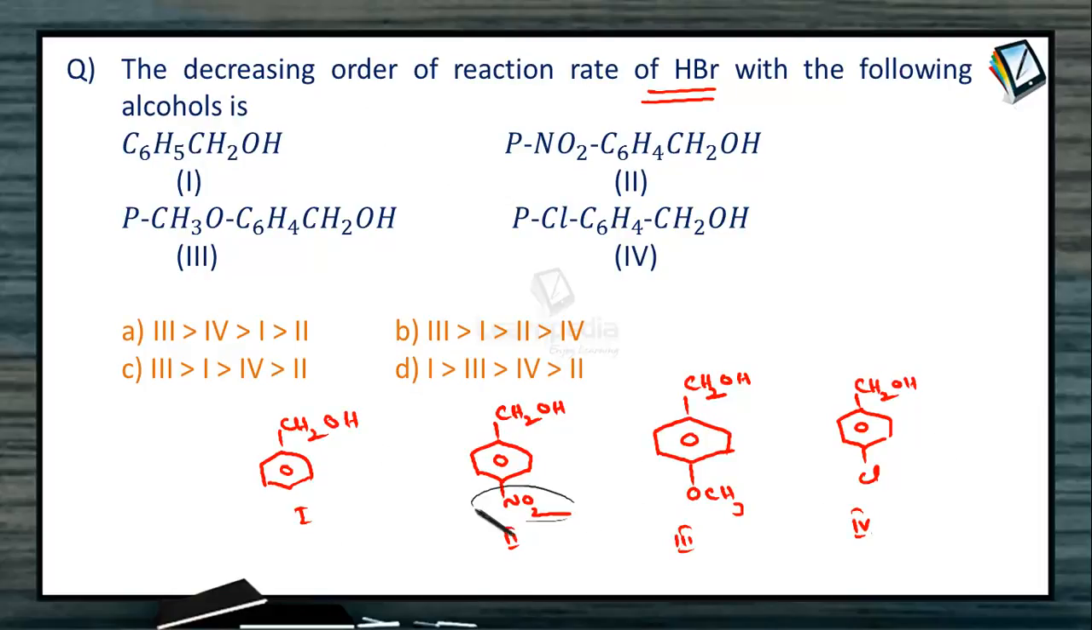This is the nitro group. It's a strong electron withdrawing group, and also a minus M group. This is a plus M group, and this is minus I plus M, but minus I dominates. So therefore, the reaction of these alcohols where the OH group is replaced will go by carbocation formation. Whichever carbocation forms readily, which is more stable, will undergo the reaction faster.